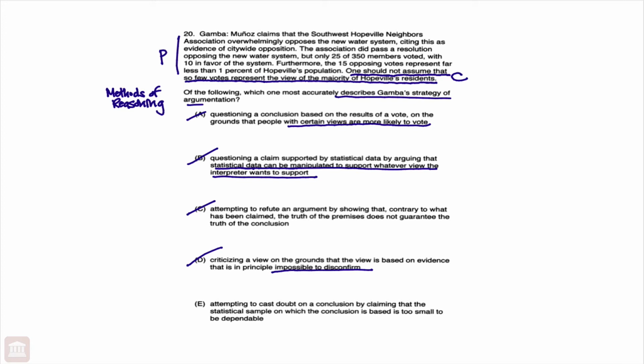to E, attempting to cast doubt on a conclusion, again the conclusion being evidence of citywide opposition, by claiming that the statistical sample on which the conclusion is based is too small to be dependable. And again, this statistical sample is the 15 opposing votes, which is less than 1% of Hopeville's population. So you notice E is exactly what we saw. That 15 votes is too small to be dependable. We cannot say that this is evidence of citywide opposition, so E would be the correct answer.